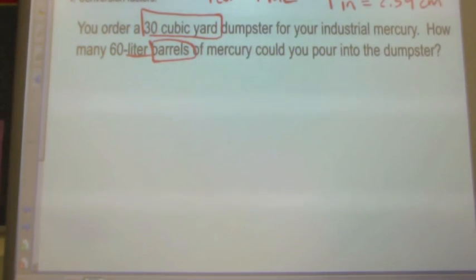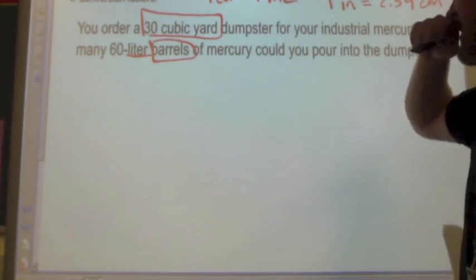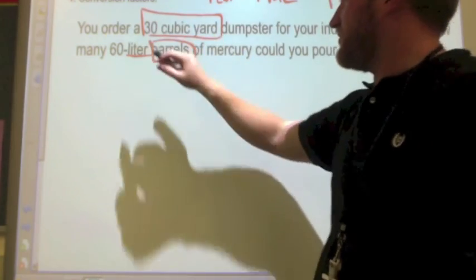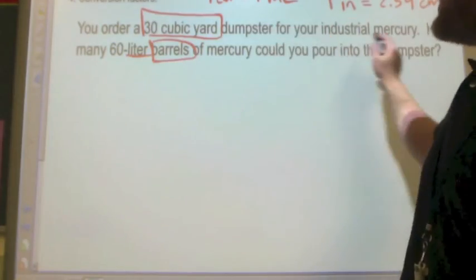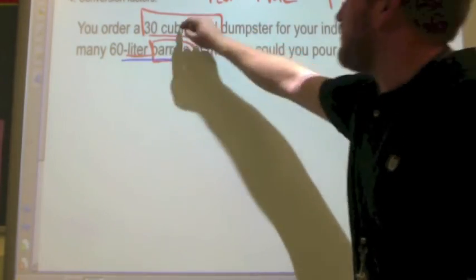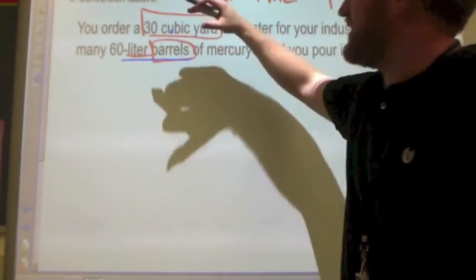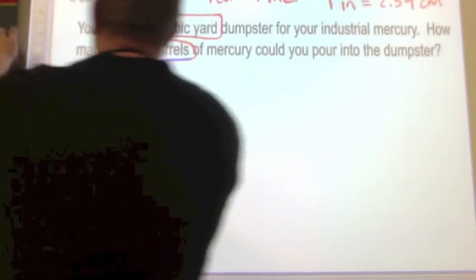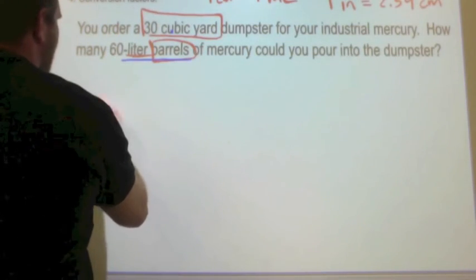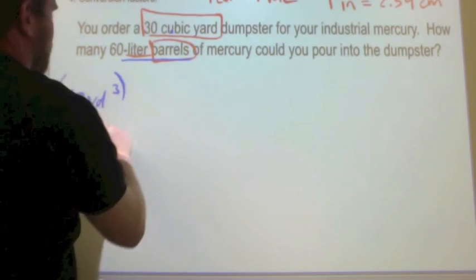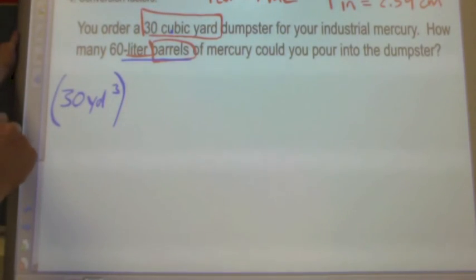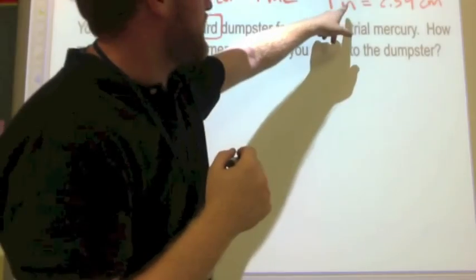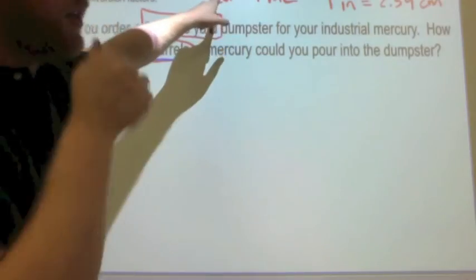This is kind of a challenging problem. Let's work it out. So I'm going to start with what I'm originally given. Now you have two sets of numbers here, but we want to see how many of these barrels could fit in this starting point. So converting cubic yards to this many barrels. So 30 yards cubed is my starting point. I'm going to go from cubic yards to cubic inches to cubic centimeters.